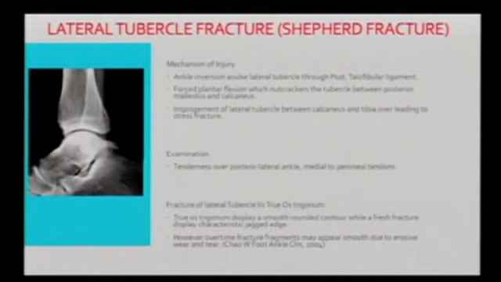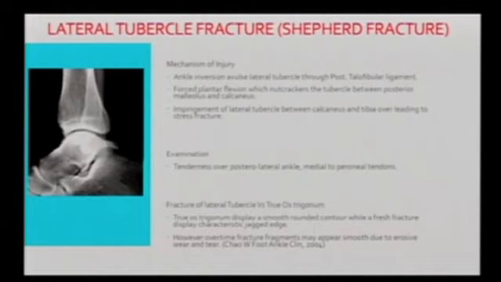Lateral tubercle fracture is known as the Shepherd fracture. The mechanism of injury is ankle inversion, avulsing the lateral tubercle through the posterior talofibular ligament attachment, what I showed in the anatomy there. It can also be caused by a nutcracker compression between the posterior malleolus and the calcaneus as well. On examination, tenderness over the posterolateral ankle, medial to the peroneal tendon, should create the suspicion.